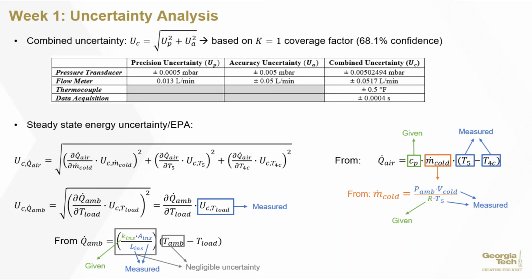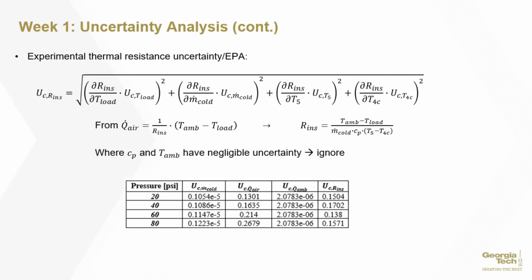The uncertainties for the hardware used are tabulated in the first figure. Using these values, it will be possible to find the steady-state energy uncertainty by calculating the Q.air and Q.ambient, both of which have equations that require further EPA analysis. These equations are annotated based on given and measured parameters and those with negligible uncertainties. The combined uncertainty for insulation resistance can also be calculated using the equations listed. The final uncertainty values for the mass flow rate, Q.air, Q.ambient, and insulation resistance are detailed in the table.